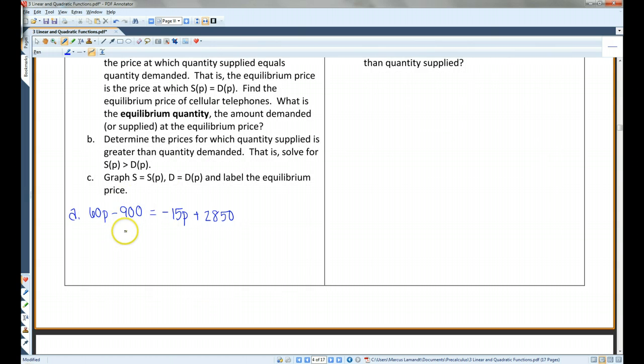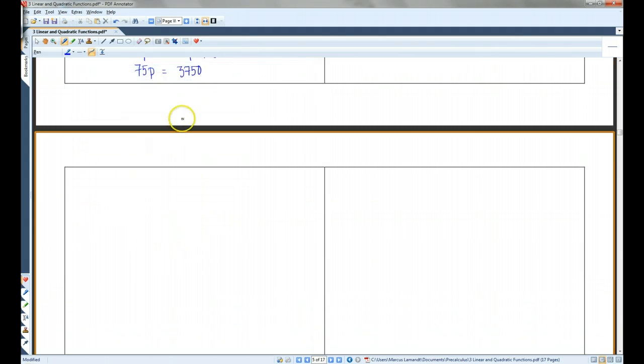So if I add 900 to both sides, I'm going to get 60p equals negative 15p plus 3750. I'm going to add 15p to both sides, so I've got 75p equals 3750. And if I divide by 75, I'm going to get p equals 50. So that is the equilibrium price, $50.